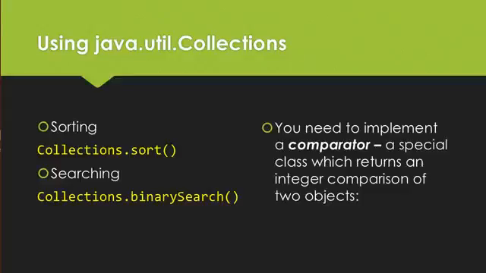Before I can sort or use binary search in the java.util.Collections library, I first need to create a class that implements something called a Comparator. A Comparator is a very special class which returns an integer comparison of two objects. If you take two objects and compare them, and object A is less than B, the Comparator should return a negative value. When A equals B, the Comparator should return a 0. And when A is bigger than B, the Comparator should return a positive number.